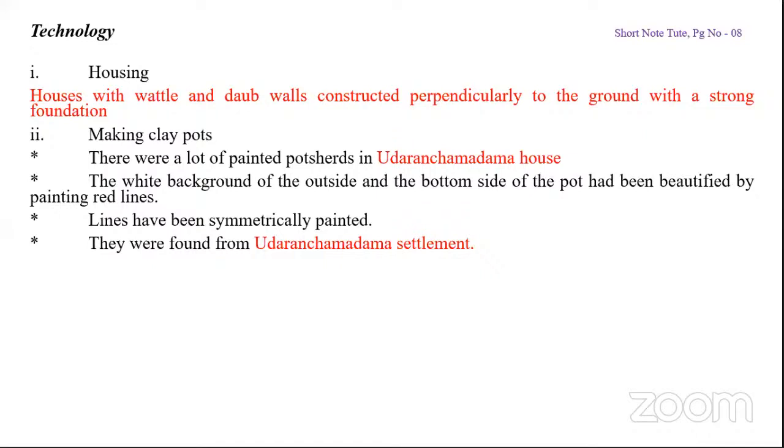Udaranchamadam settlement. So this is about making clay pots. I told you the technology of the proto-historic man had been evidenced from three things. One is housing, one is making clay pots, and using iron, how they extracted iron from the ground.